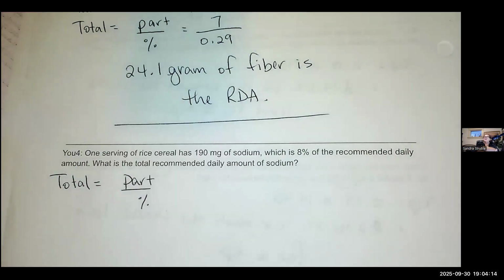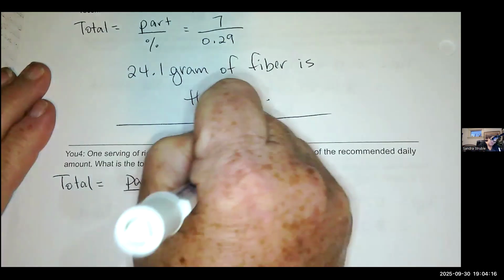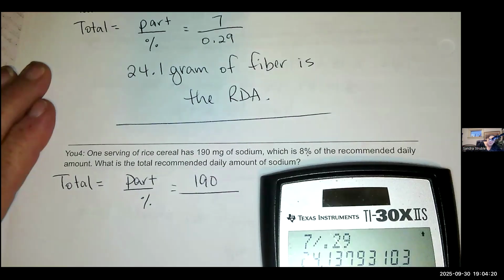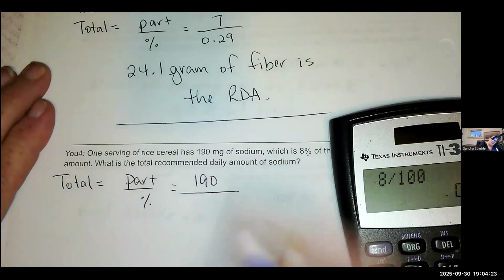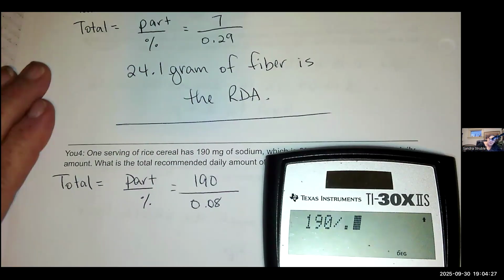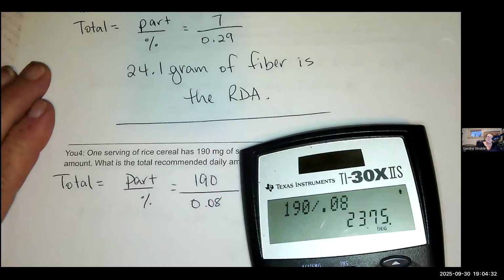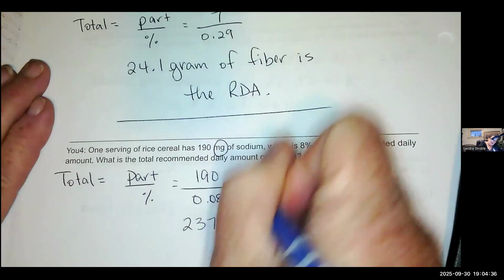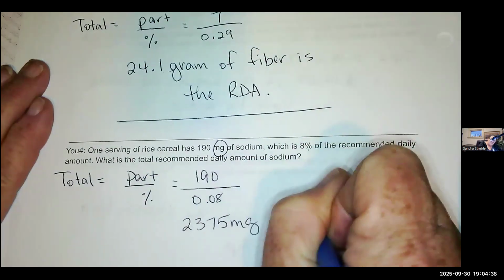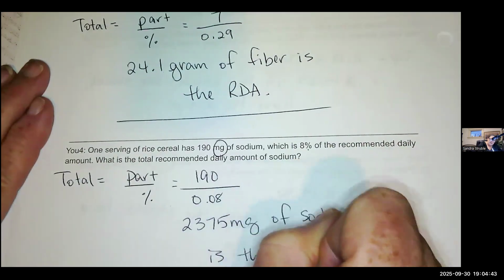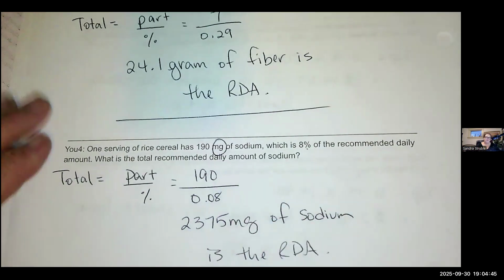All right, part is the 190 milligrams over the percent, which is 8. 8 divided by 100 is 0.08. Dividing 190 by 0.08, and I got 2,375. 2,375 milligrams of sodium is the recommended daily amount. Okay, let's go to the next page.